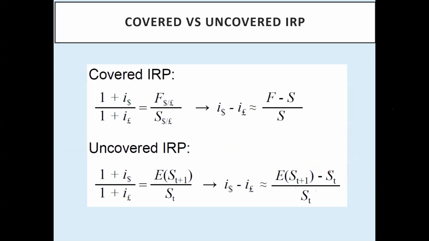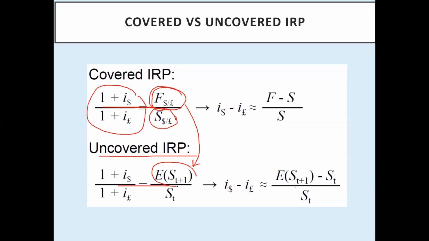All right. So to summarize, with covered IRP, we're talking about interest rates, current spot rate, and future and forward rate. With uncovered IRP, we are not talking about locking in a rate. We are talking about just the future expectation. So this term can change, and as a result, this is uncovered.